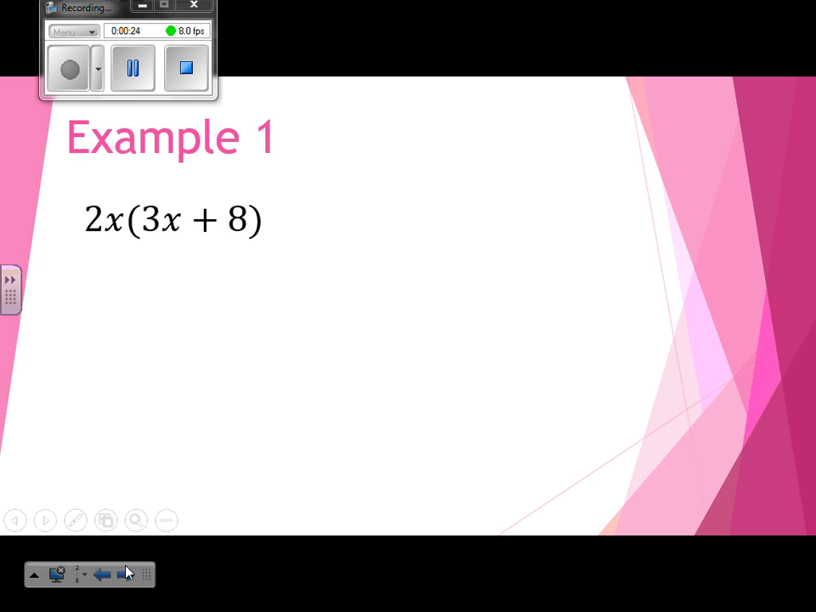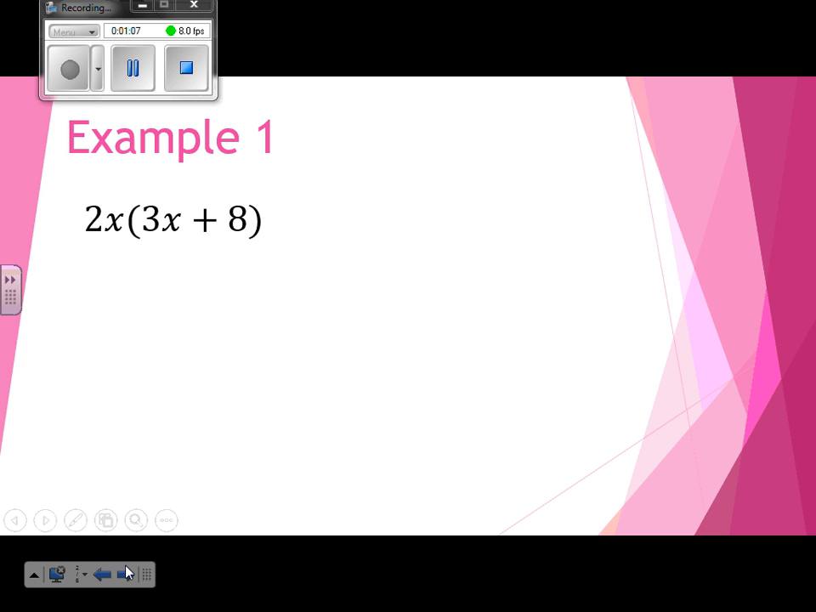Okay, so this is your first example. It says 2x, and then in parentheses we have 3x plus 8. Okay, so we're not going to actually factor this out. We're actually going to do what right here? Distribute? Is that what we're going to do? Yep. We're going to work this problem.